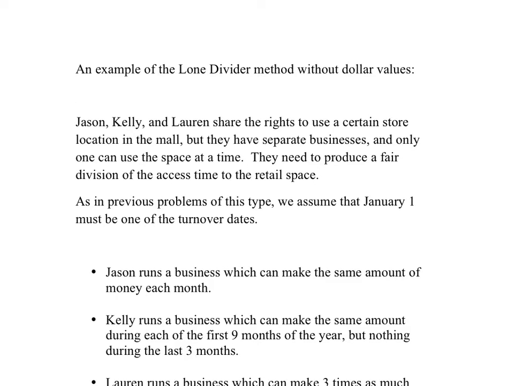Welcome back to Math 103. This is video number 17 on fair division. The next example works through a very important problem type for the lone divider method.